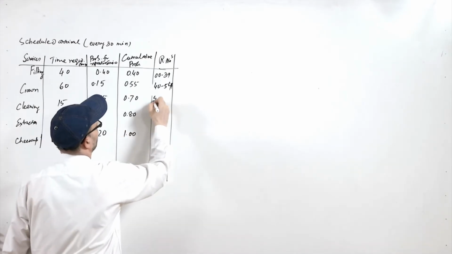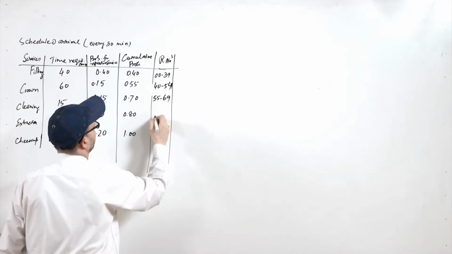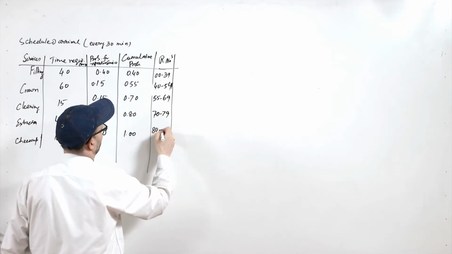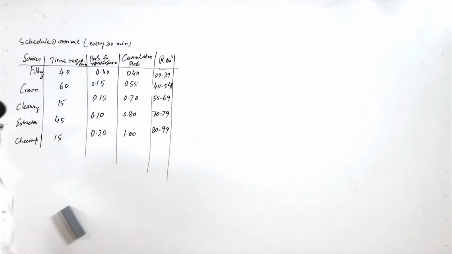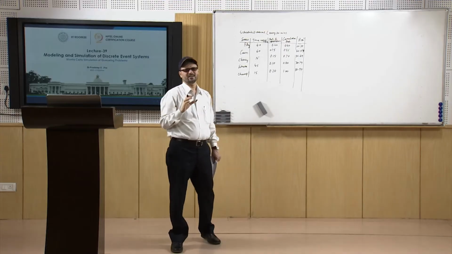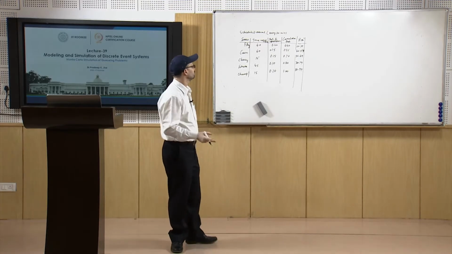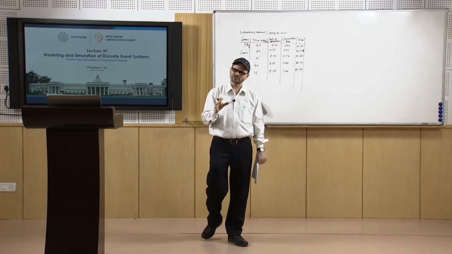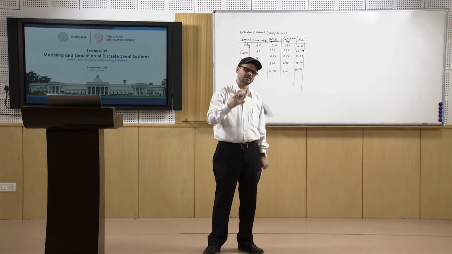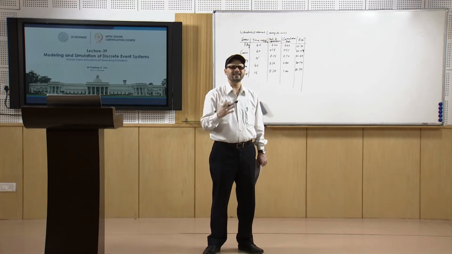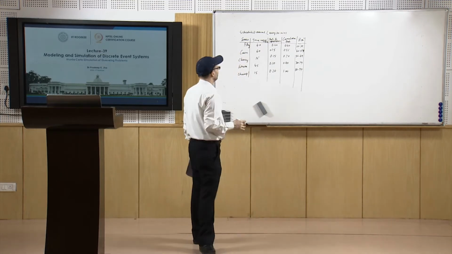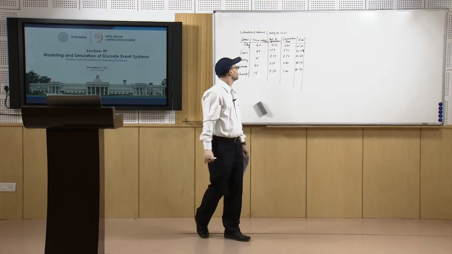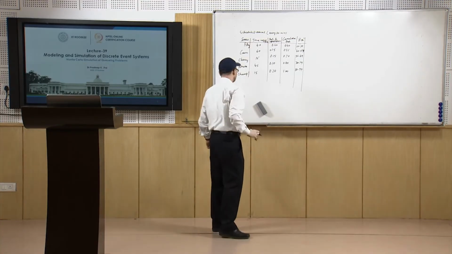Similarly, it will be 55 to 69, then 70 to 79 and 80 to 99. So, these are the random numbers which are assigned, so that you can predict what kind of service the customer who is coming is coming for. If he is coming for cleaning, that will be taken as 15 minutes of time.